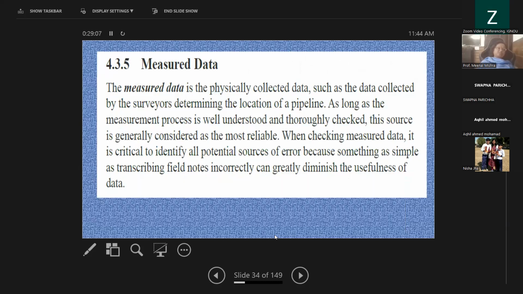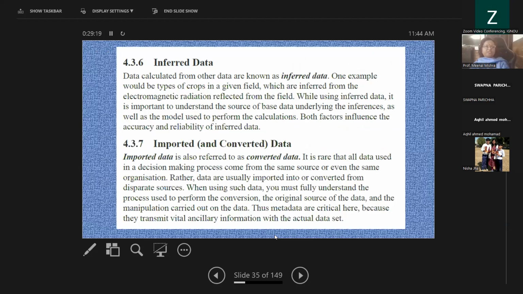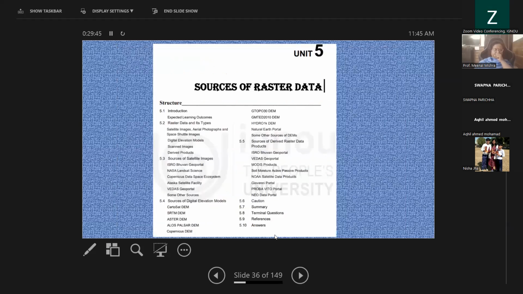Measured data. This is physically collected data by surveyors, that is known as measured data. Inferred data. When you calculate the data from other data, this is known as inferred data. Example, types of crops in a given field, which are inferred from the electromagnetic radiation reflected from the field. Then imported data, also known as converted data. So this is all about the types of data.